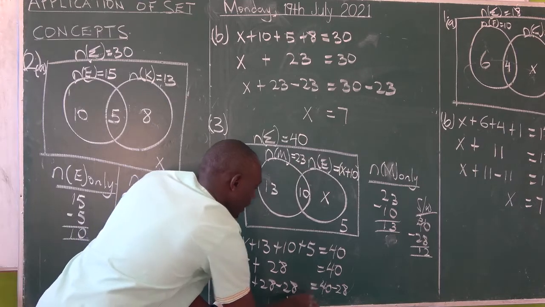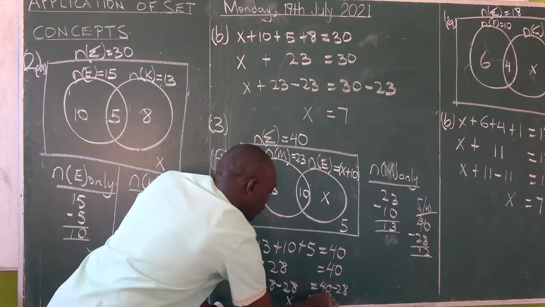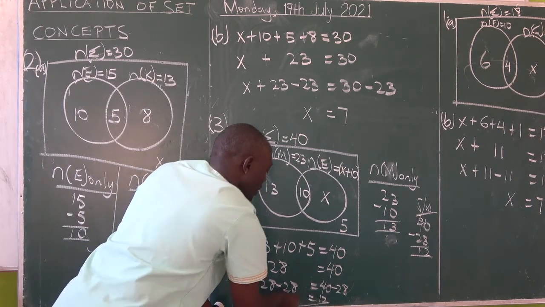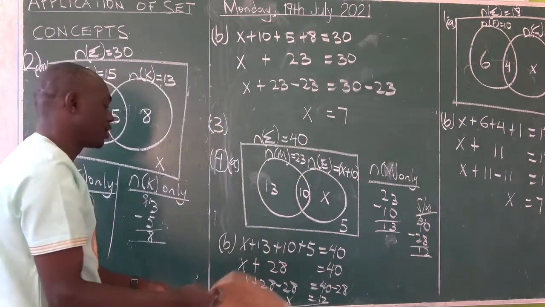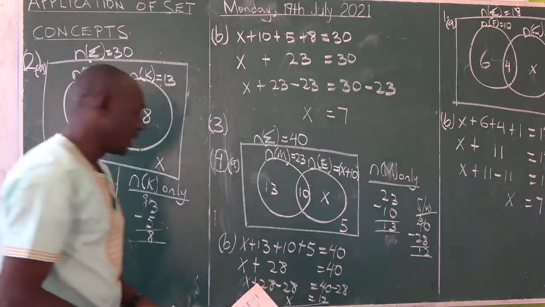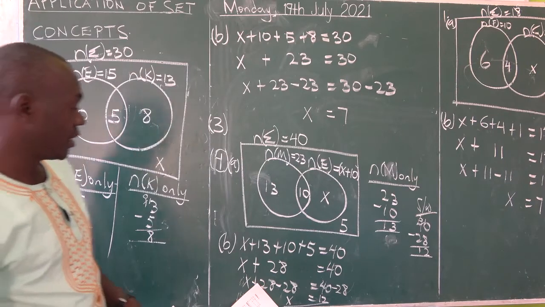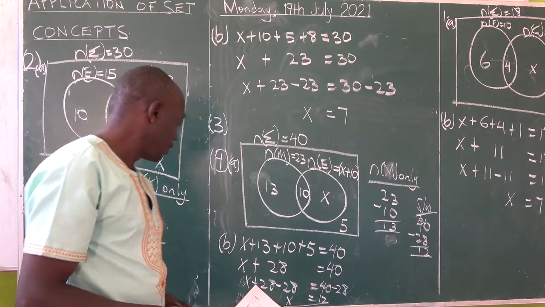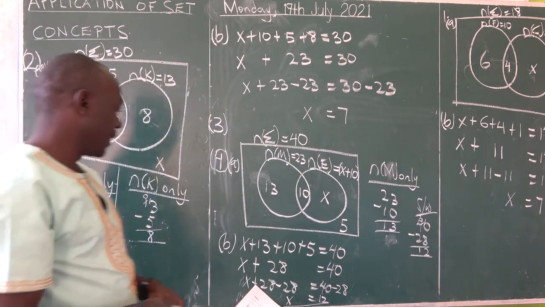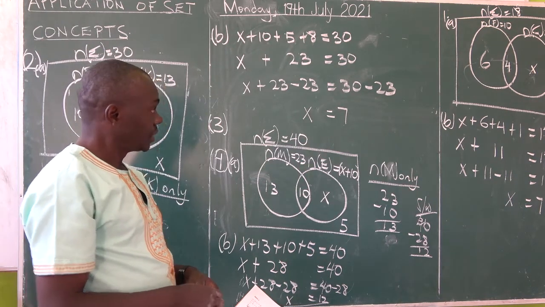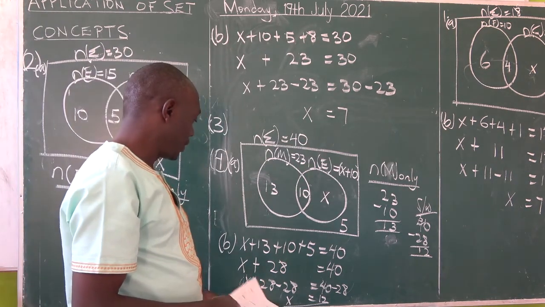So which X value is a 12? Right, 12. Don't put any unit. Never should you put a unit against the value of any letter. And when done that way, you will be an accurate person. And the candidate is one to look out for.